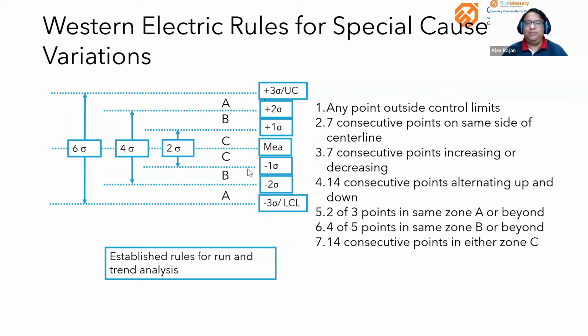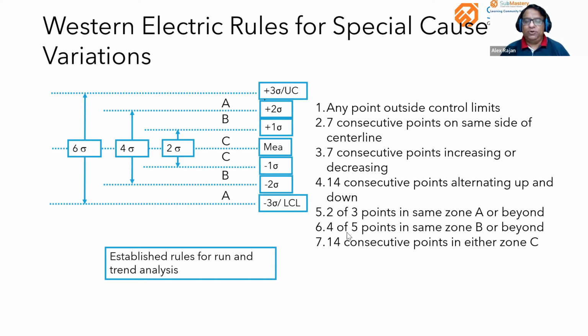Similarly, if any 2 out of 3 consecutive points are beyond zone A, which is below -2 sigma from the mean or beyond +2 sigma from the mean, that is, out of 3 consecutive points, 2 points are in zone A, then it is a special cause variation.